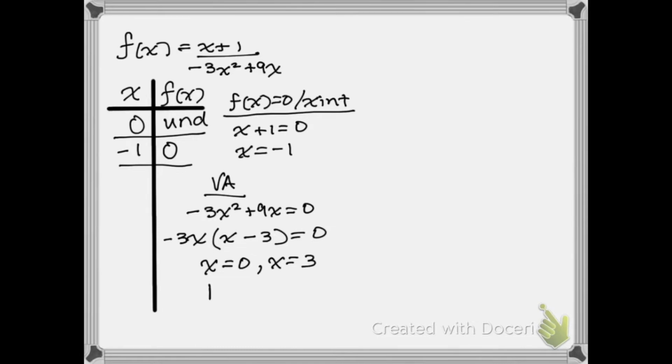Next, we'll look for the horizontal asymptote. Based upon our rules for horizontal asymptotes, I've got y is equal to 0 for the horizontal asymptote. And this is going to be enough to get us started.